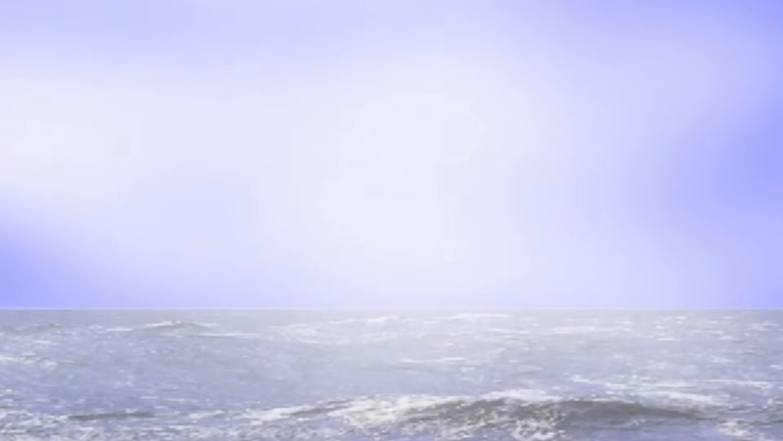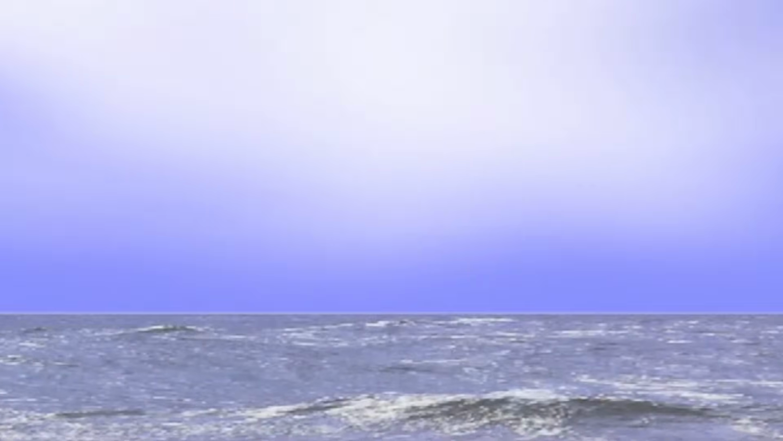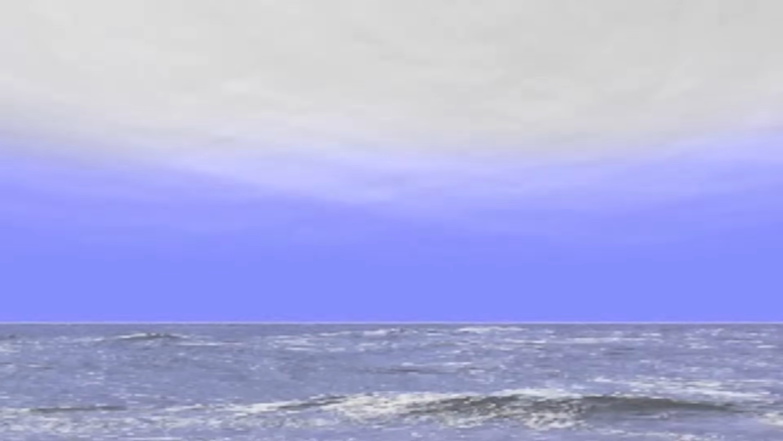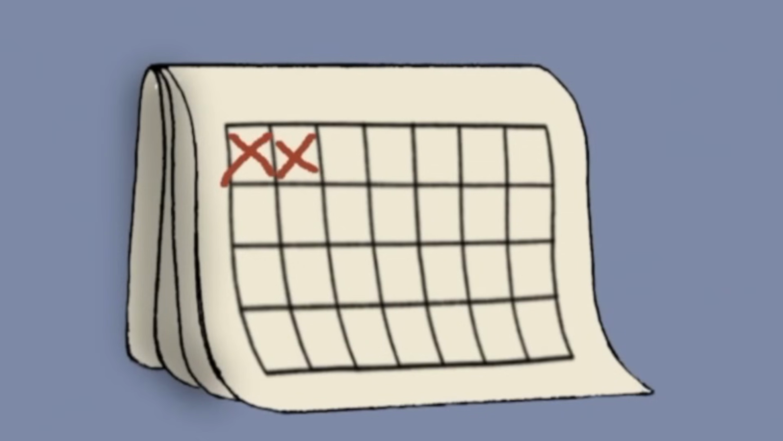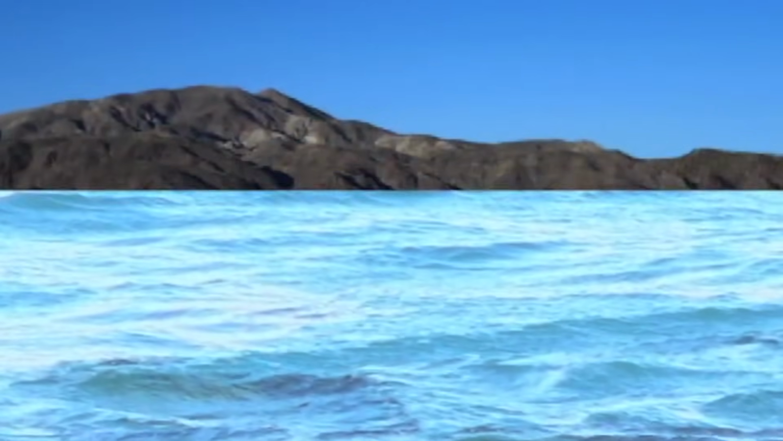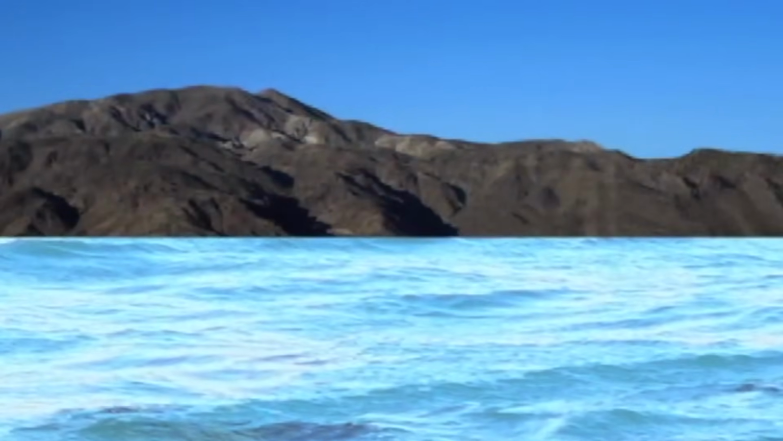Day 2. Then God said, "Let there be space between the waters below and the waters above." And God called the space sky. And there was evening and morning, the second day. Day 3. God said, "Let the waters be gathered into one place, and let the dry ground appear." And it was so. God called the dry ground land, and the gathered waters seas.